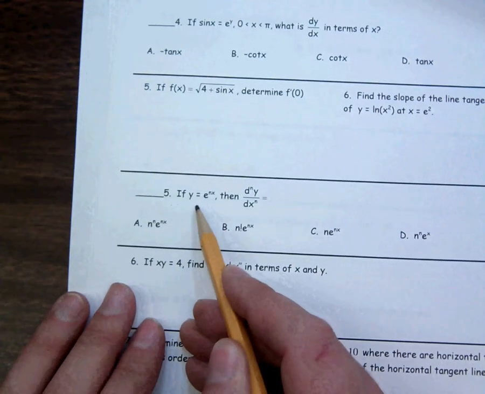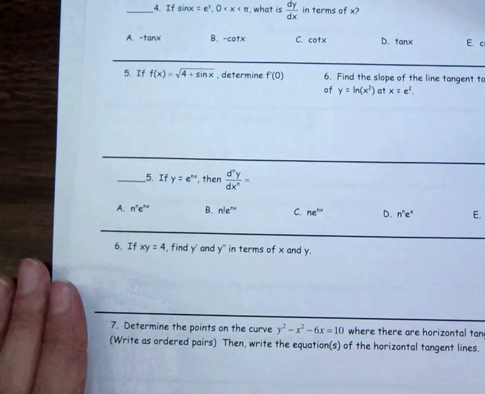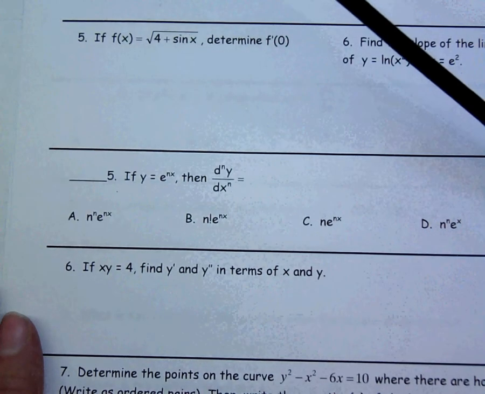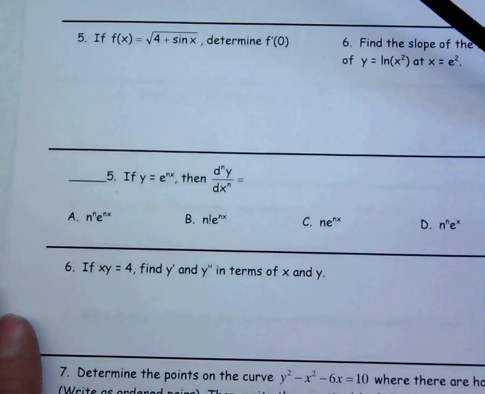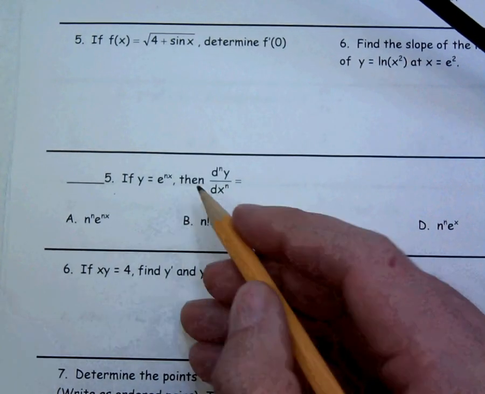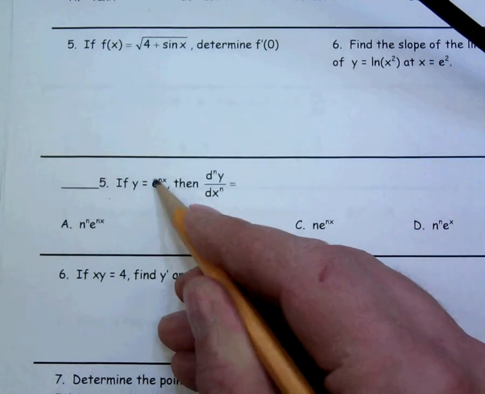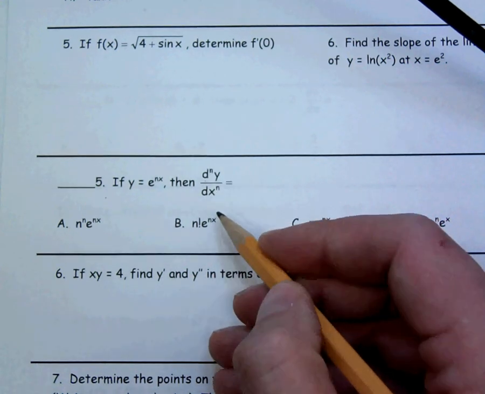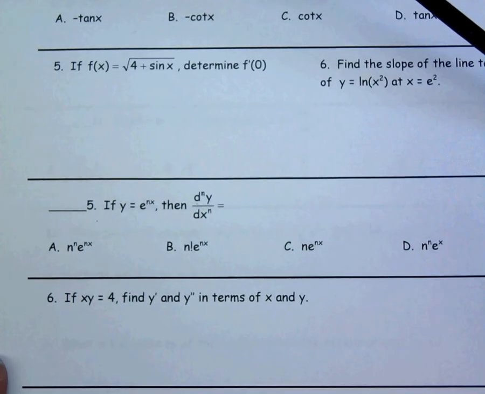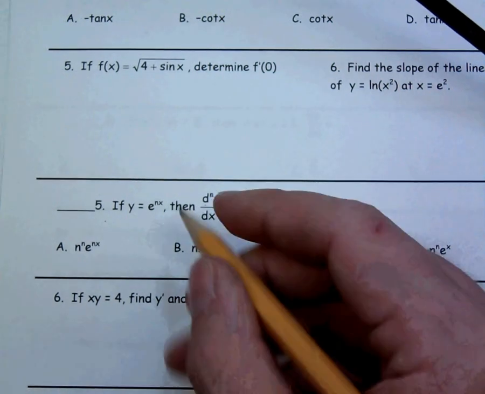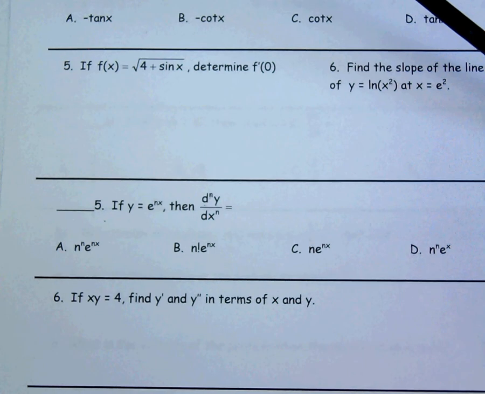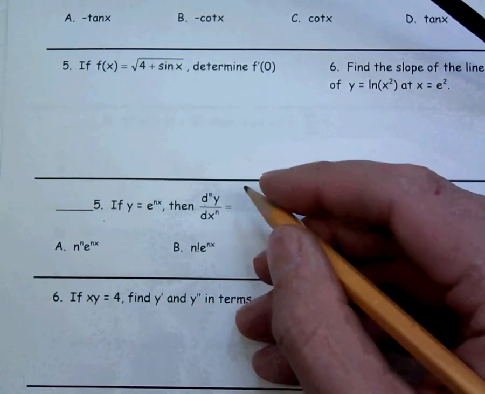We're going to start with the second number 5, which is right here. It says if y equals e to the nx, then the nth derivative d^n y/dx^n equals. n is a constant, and this is asking you for the nth derivative. There are two ways to do this problem. One way is to treat this as a constant and start doing derivatives until we see the pattern for what the nth derivative would be.